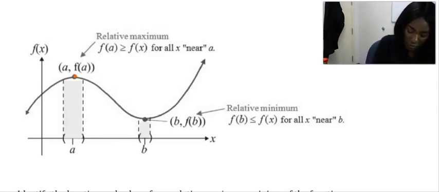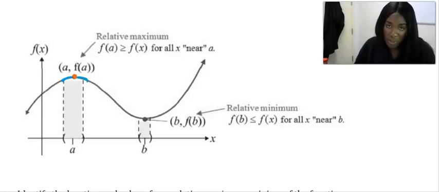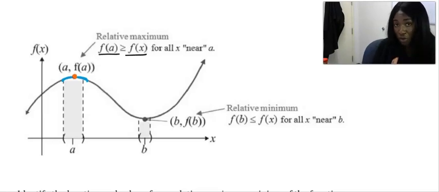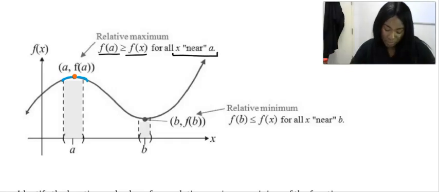Notice that here, surrounding this x value of a, this point right there is higher than all of the points that are immediately around it. So that orange point is higher than the pieces of the graph to the left and the right that I shaded in blue. That is the definition of a relative maximum: the y value at a is greater than all the other y values that are near a.